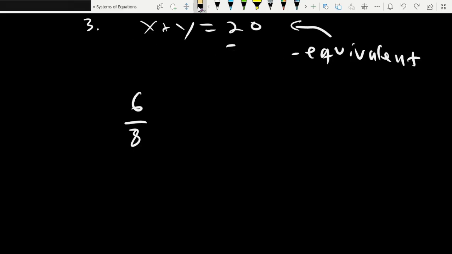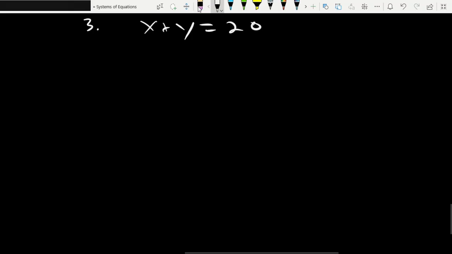Okay, so let me just erase all this. But yeah, just keep in mind that those two equations are going to be proportional to each other. Okay, so they're going to be equivalent parts of each other. They're the same. They are the same equation.